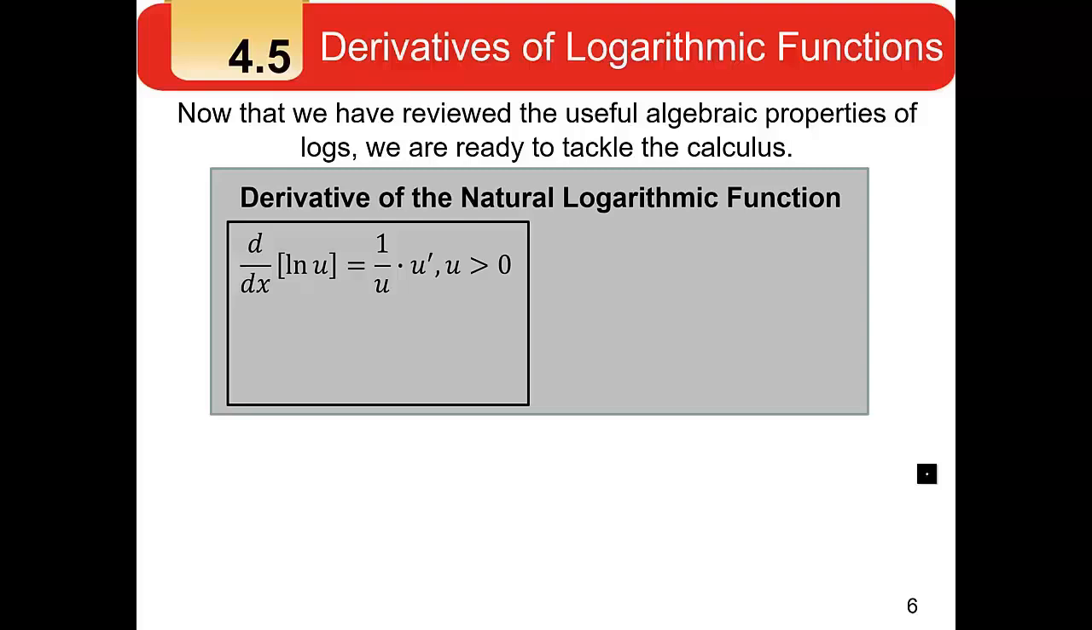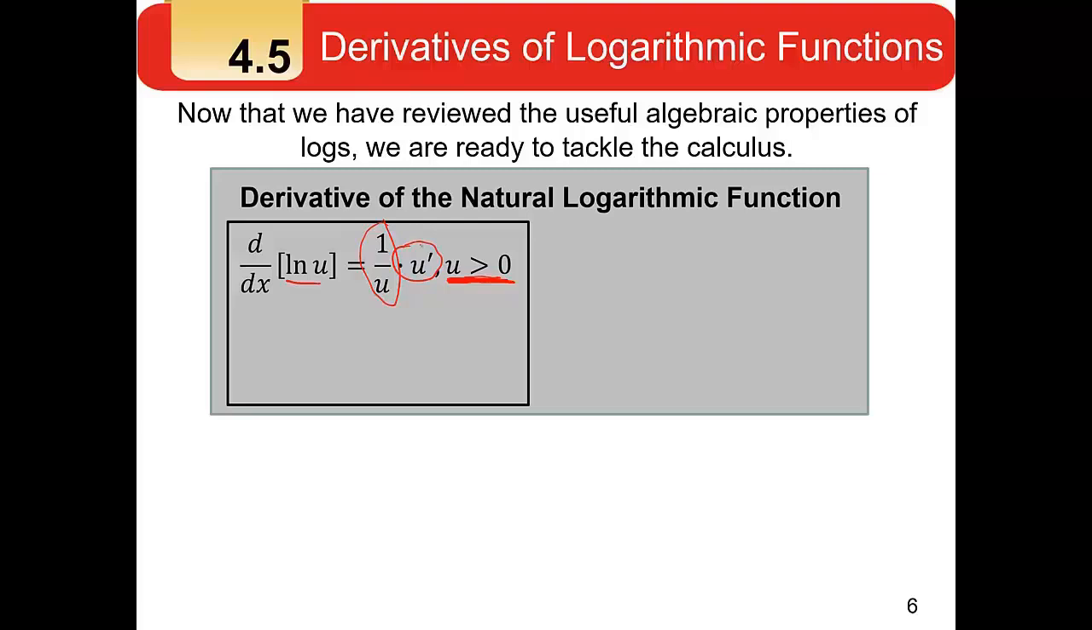And the first derivative formula stated in terms of natural logarithms says the derivative of the natural log of u is equal to 1 over u times u prime as long as u is greater than 0. Remember, you can't take the log of a negative number or 0. So whatever you take the log of has to be positive. You don't have to necessarily write the u greater than 0 down every time, but you have to keep in mind that you cannot take the logarithm of 0 or a negative number. They have to be positive. But the basic idea is the derivative of the natural log of something is 1 over that something multiplied by the derivative of that something.